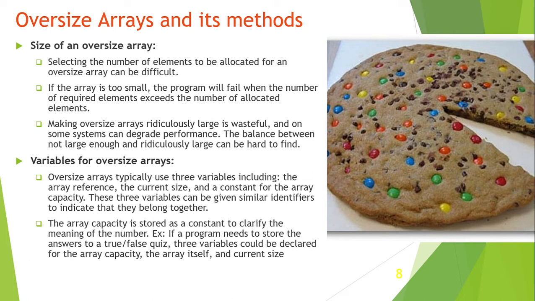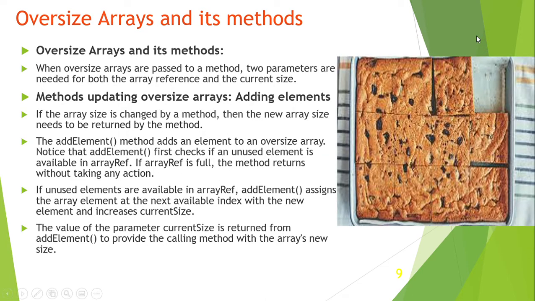Variables for oversized arrays. Oversized arrays typically use 3 variables including the array reference, the current size, and a constant for the array capacity. These 3 variables can be given similar identifiers to indicate that they belong together. The array capacity is stored as a constant to clarify the meaning of the number. For example, if a program needs to store the answers to a true or false quiz, we declare three variables for the array capacity, the array itself, and the current size. When oversized arrays are passed to a method, two parameters are needed for both the array reference and the current size.